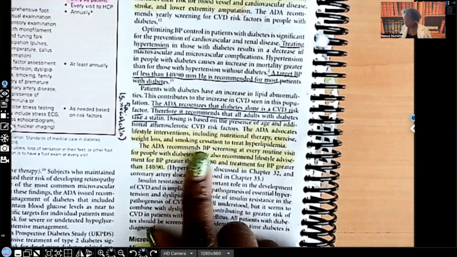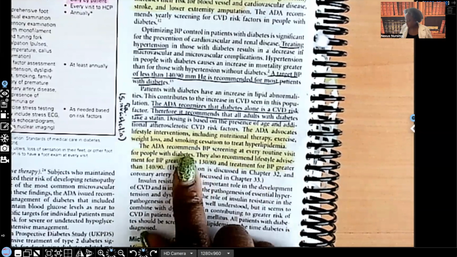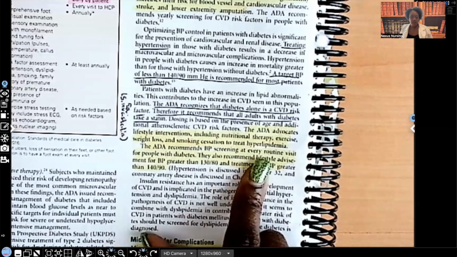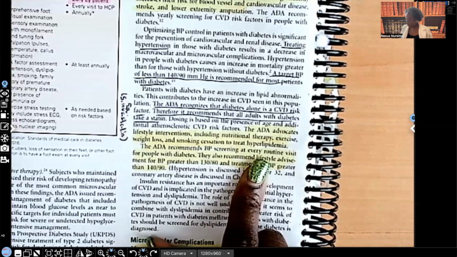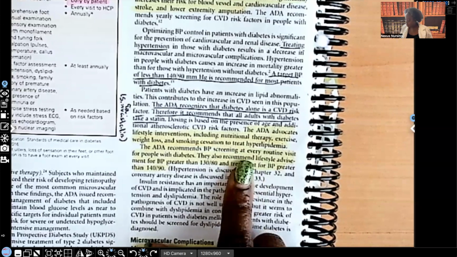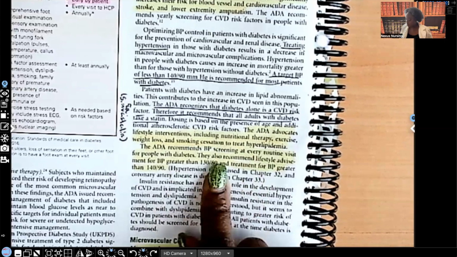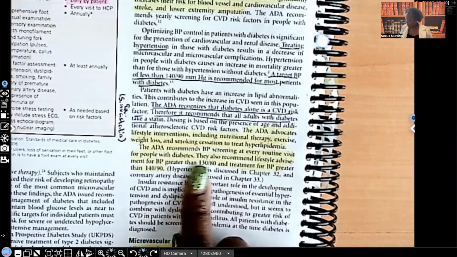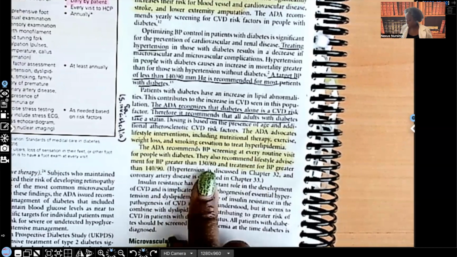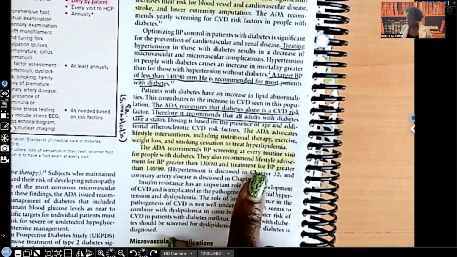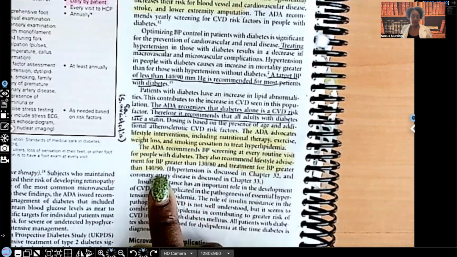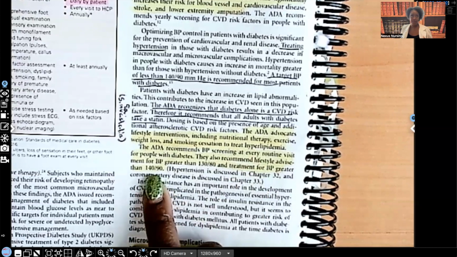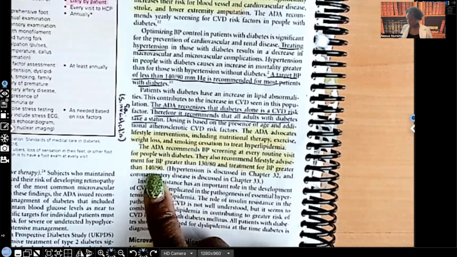Okay. The ADA also recommends blood pressure screening at every routine visit for people with diabetes. Every single time they go into the doctor's office or they see the nurse practitioner or they see the PA, whoever the healthcare provider is, they need to get their blood pressure checked. They also recommend lifestyle advisement for blood pressure greater than 130/80 and treatment for blood pressure greater than 140/90. And remember, we want to keep that blood pressure for diabetic patients less than 140/90.